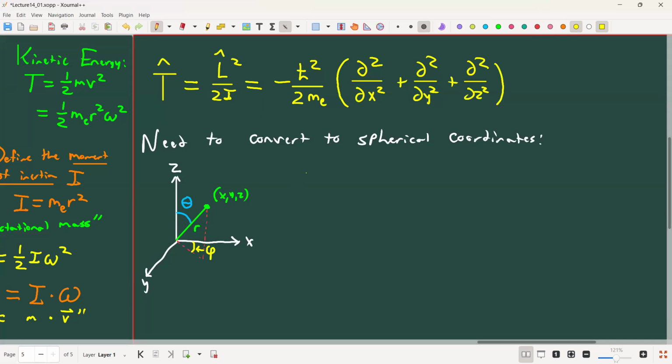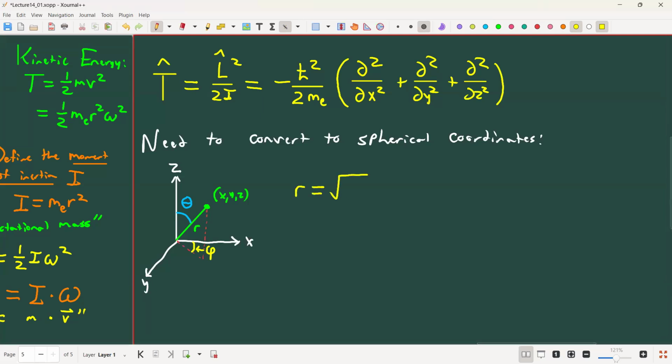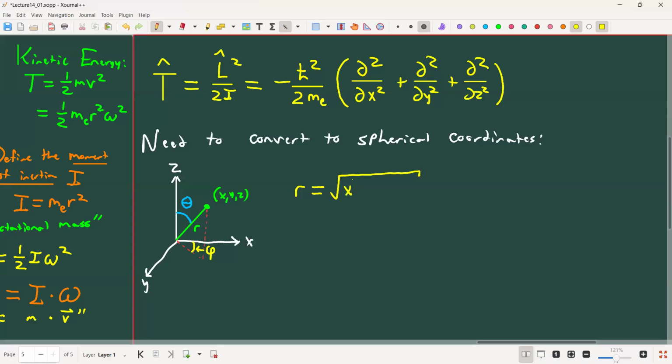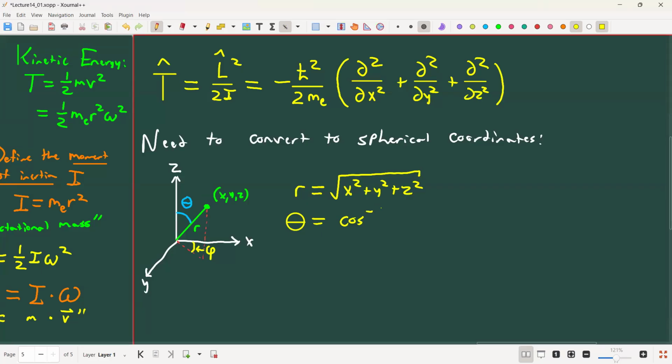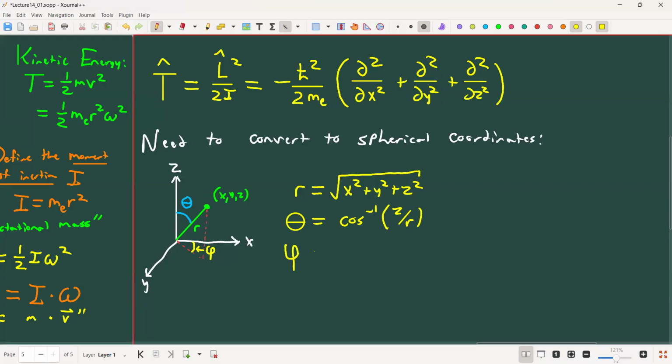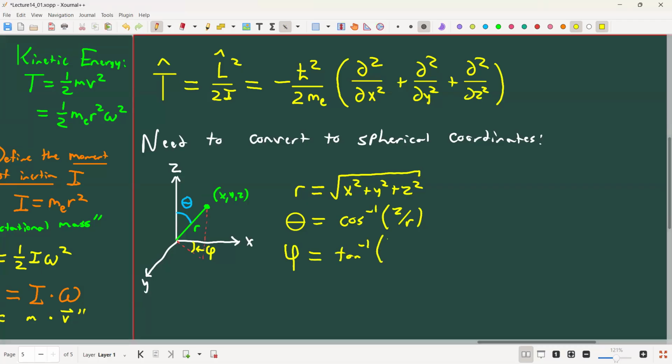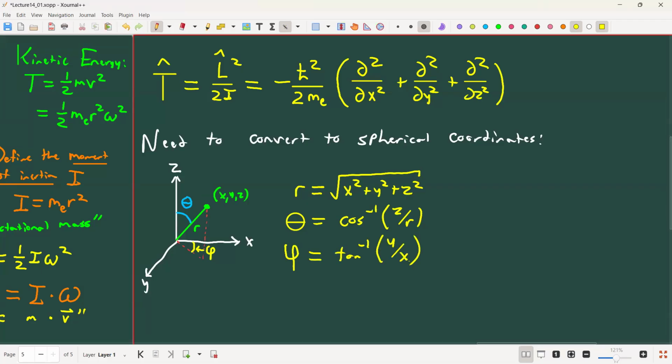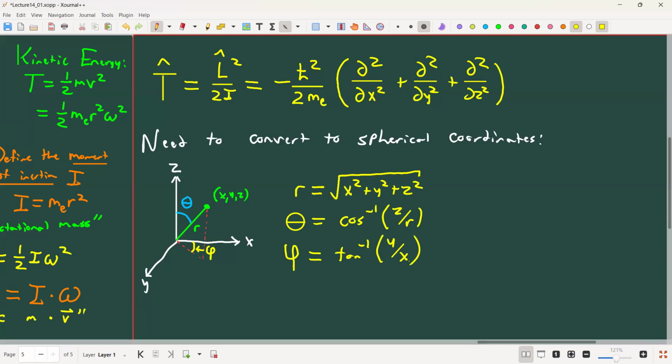And just from back in the old days, you can show that the relationship between these is: r is equal to the square root of x squared plus y squared plus z squared. Theta is equal to the inverse cosine of the z coordinate divided by r. And phi is equal to the inverse tangent of y over x.